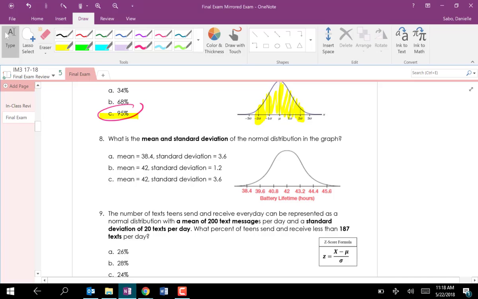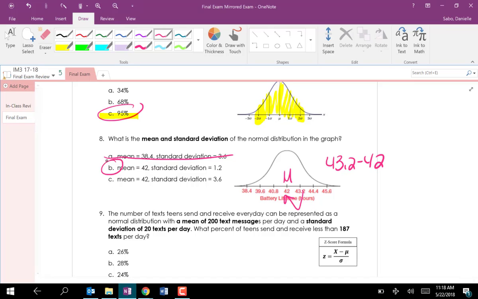Now, the mean is right here in the middle, so automatically you should have crossed off A. Okay, now you're down to a 50-50 shot. Well, your deviation, you just subtract 43.2 minus 42, which is going to get you 1.2, which is B. Questions on 8? These ones, again, should be the easiest ones on your test, right here.